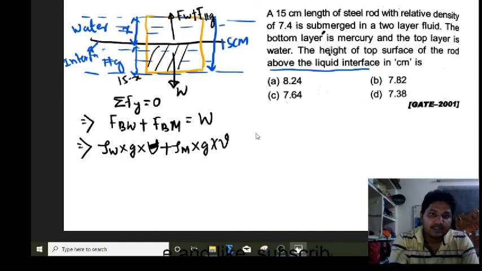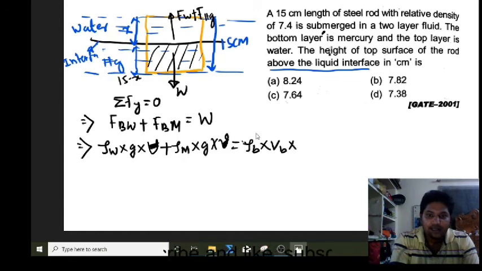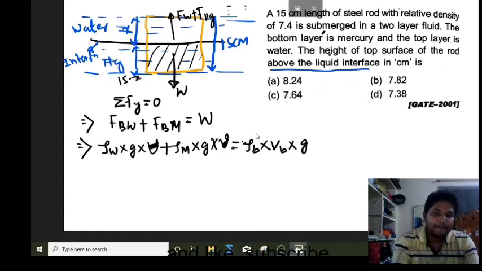So this submerged volume will be equal to mass into g. This is the density of the body into the volume of the body into g. Okay, so now this g is cancelled. The g on both sides is gone. So I can write down again the density of the water in this volume.